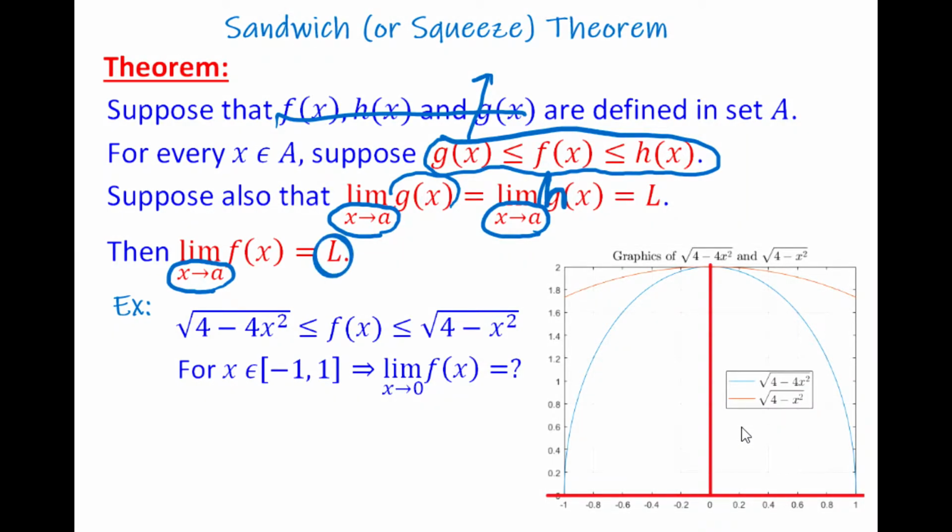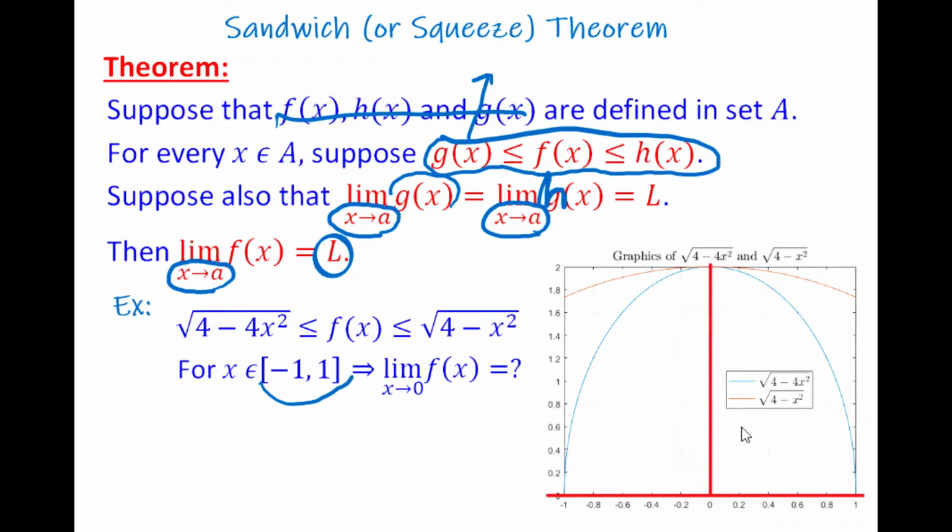We have an example. And in the example it says the square root of 4 minus 4x squared is less than or equal to f of x, and that is also less than or equal to the square root of 4 minus x squared. And within this interval from -1 to +1, where the boundaries are included in our domain, what is the value of limit of f of x when x goes to 0, guys?